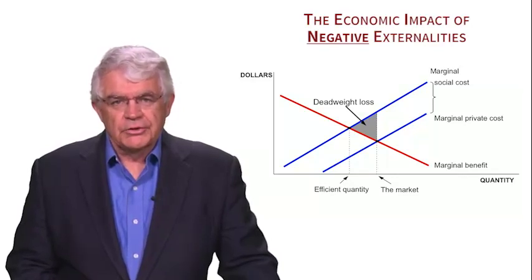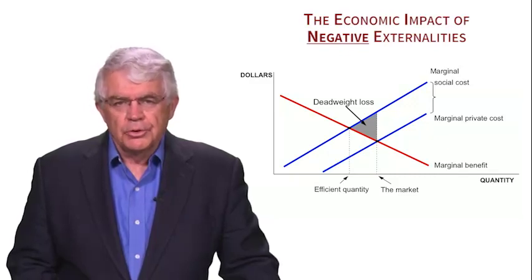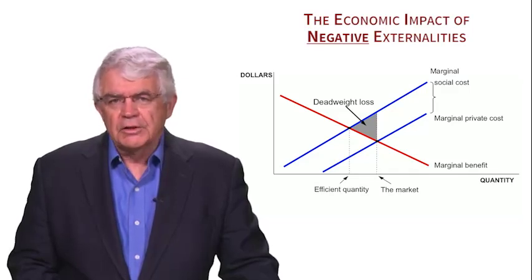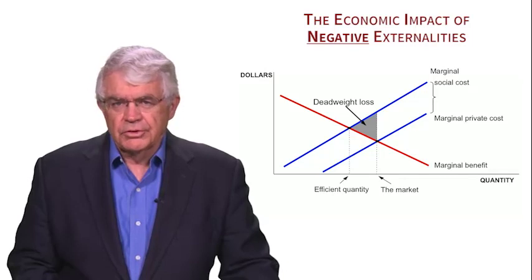The measure of the costs of ignoring those marginal social costs is the deadweight loss, once again, because the efficient quantity in the diagram is lower than the market. The market is producing too much. So there's a deadweight loss, as is always the case when you're off the efficient quantity. Efficient quantity, again, is where the marginal social cost equals the marginal benefit.